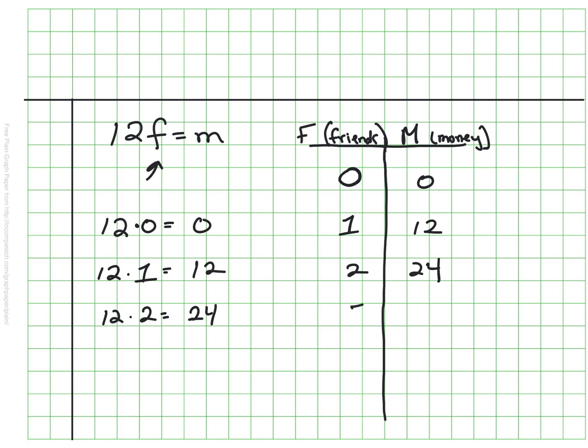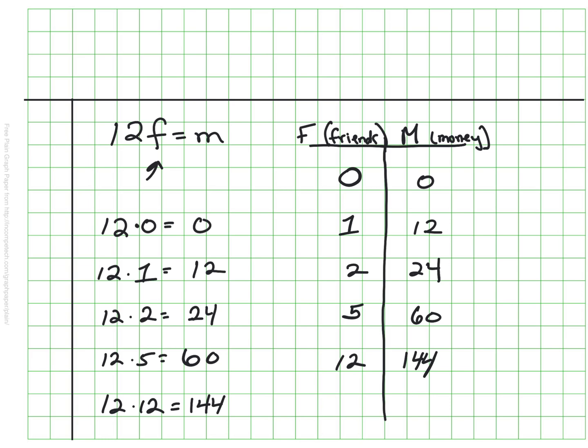I could even say, what if she had 5 friends? I could test that out. If she had 5 friends, well, 12 times 5 would be 60. And if maybe she had 12 friends who wanted to donate, we'd evaluate that, and 12 friends would be $144, right? And so this rule is just a nice way to organize our work, right?